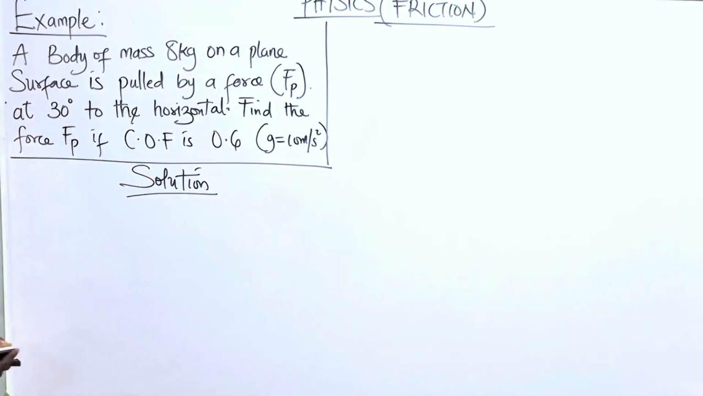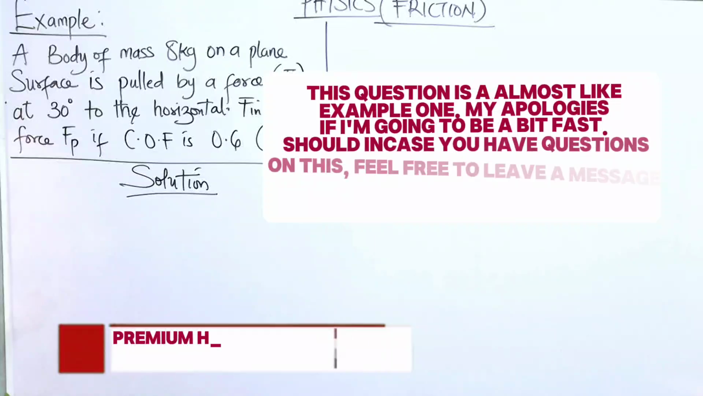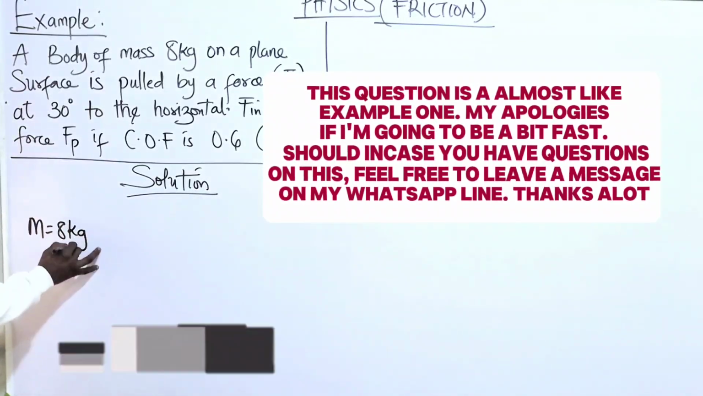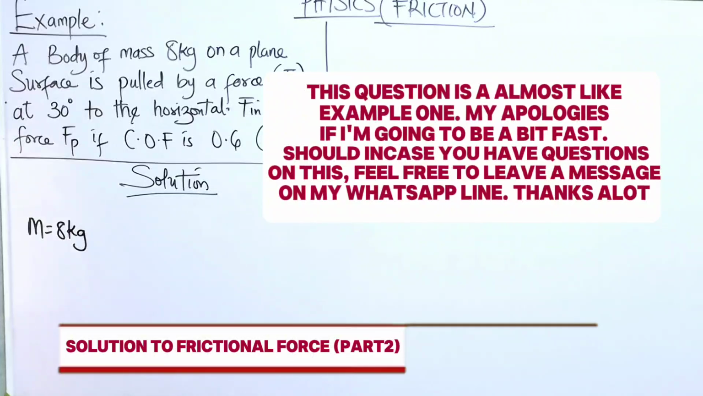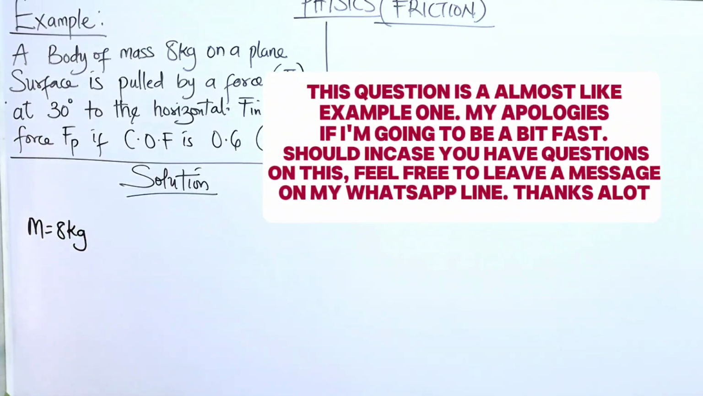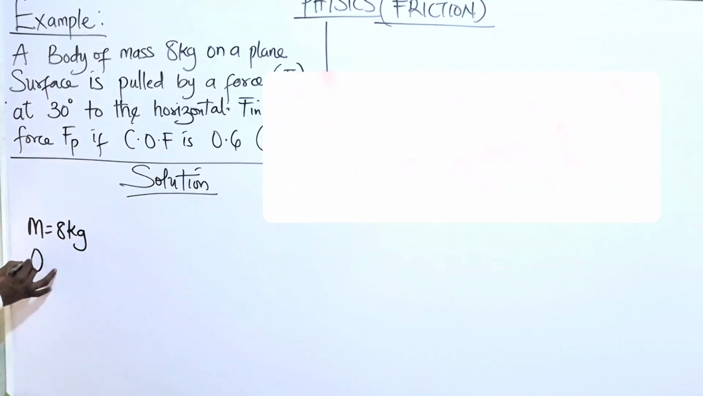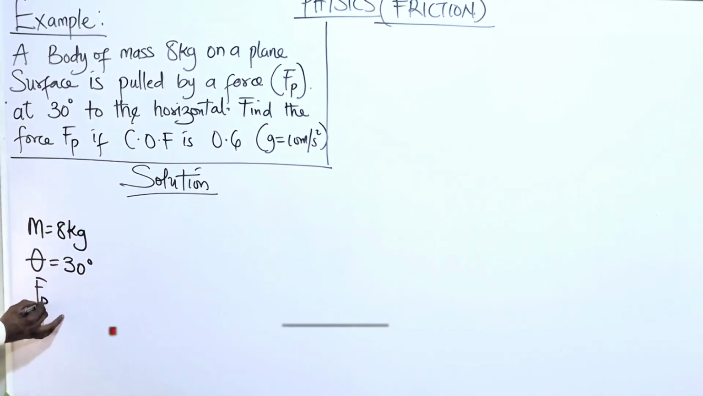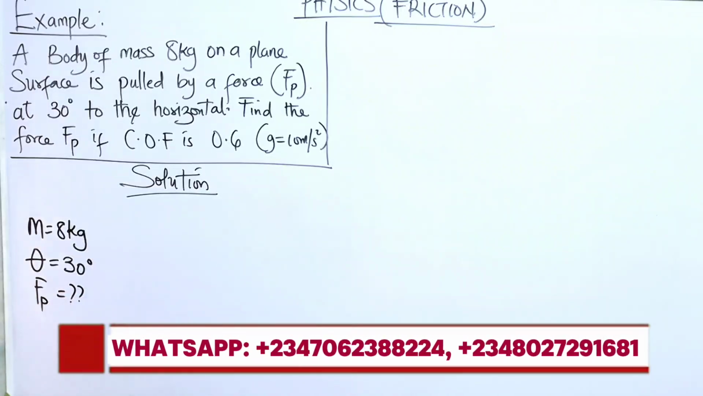Second question says a body of mass 8 kilogram. So they give us the parameter as a mass of 8 kilogram, right? On a plane surface, it is pulled by force Fp at 30 degrees. So they give us theta as 30 degrees and a force Fp. We don't know what it is first. The horizontal. Find the force Fp.